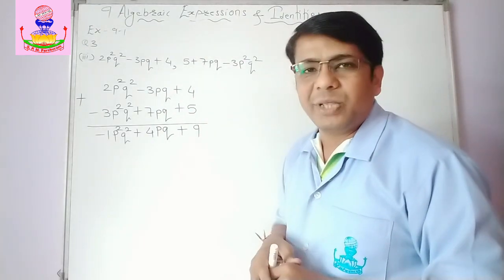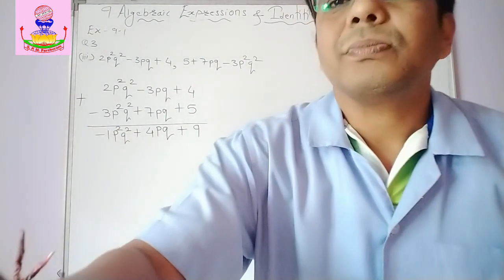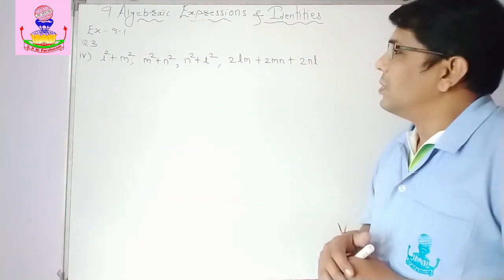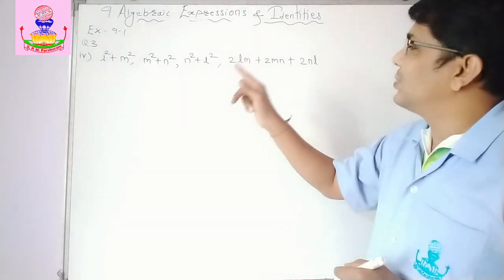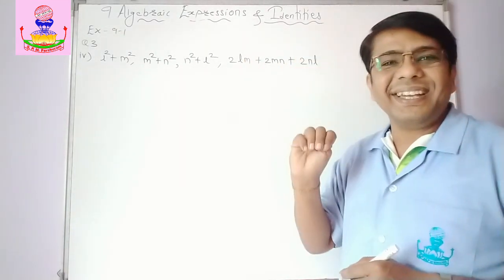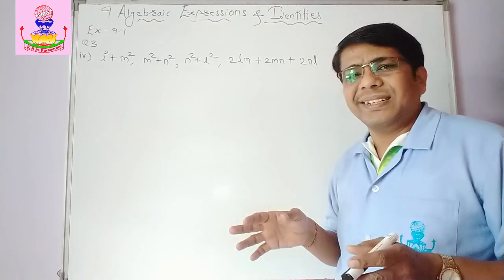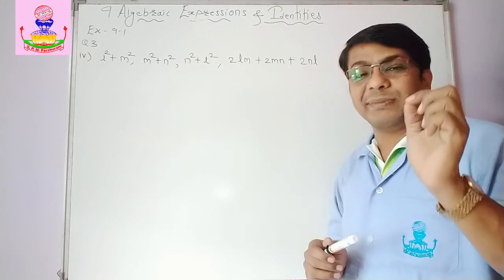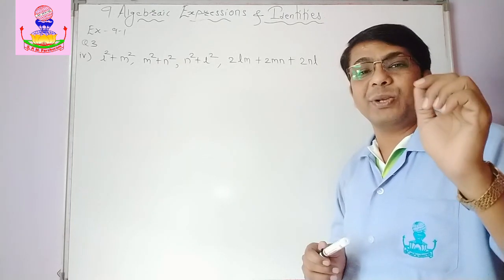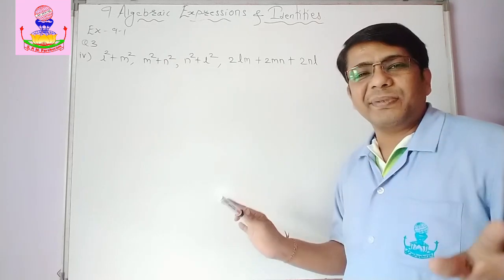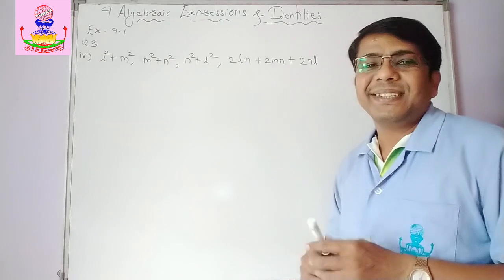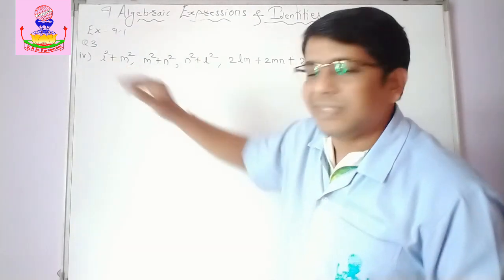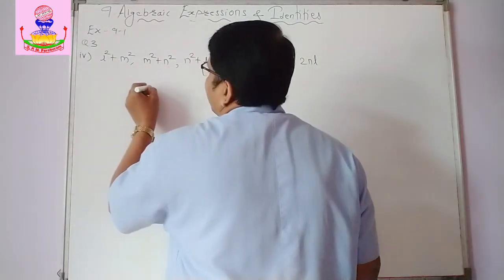Now let's move to the next example. Okay. Now the fourth example. See how many terms. 1, 2, 3, 4 terms are there. So a bit complicated, you may feel. It's not. Just follow the basics. Place the similar terms or like terms one below the other. You will not find it difficult. And the terms which are not similar, go on placing further. Now see how I do it. So first I will write this. L square plus m square.